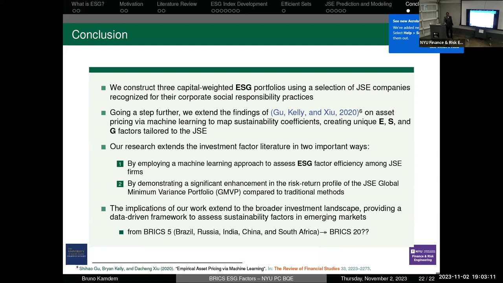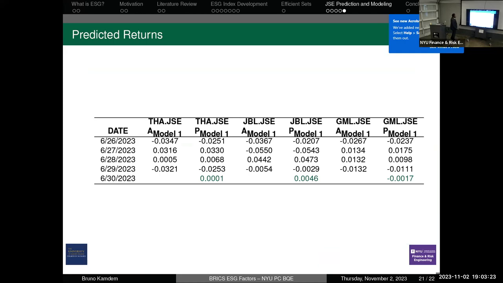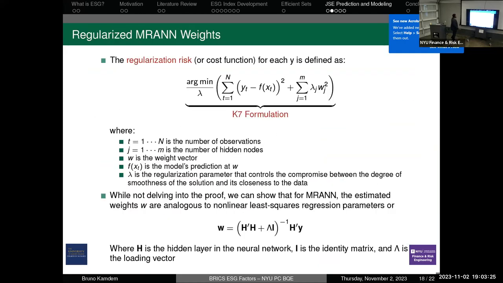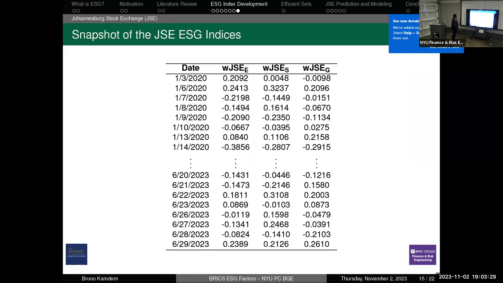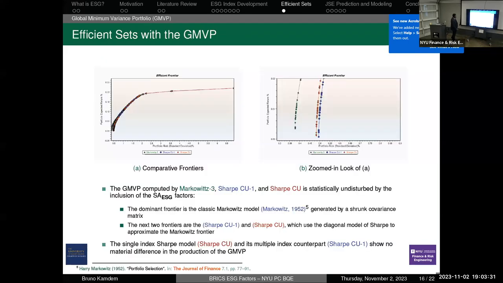Yes. Yeah, you want me to go to that slide, yeah? Yeah, sure. Right here.